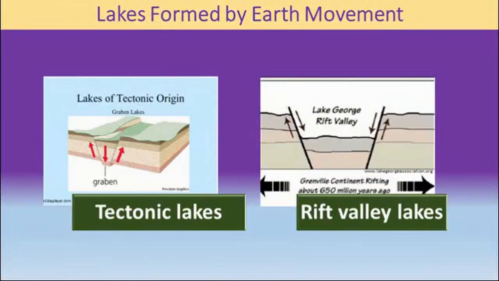In the first type, lakes formed by earth movement, we have tectonic lakes and rift valley lakes. In the case of tectonic lakes, these lakes are formed due to the movement of tectonic plates. As you know, tectonic plates are huge rocky slabs of Earth's lithosphere, its crust and upper mantle.